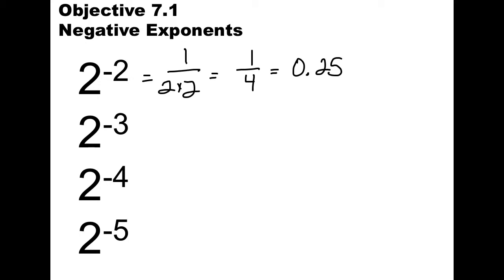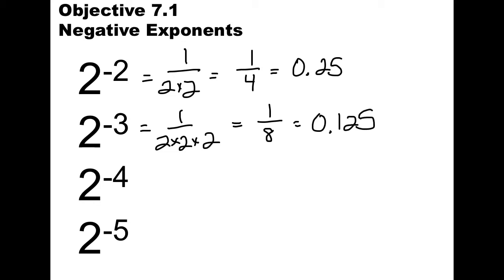So what about 2 to the negative third power? We're going to write that as 1 over 2 times 2 times 2. That's going to equal 1 over 2 times 2 is 4, times 2 is 8. So we have 1/8, and in decimal form that is 0 and 125 thousandths.